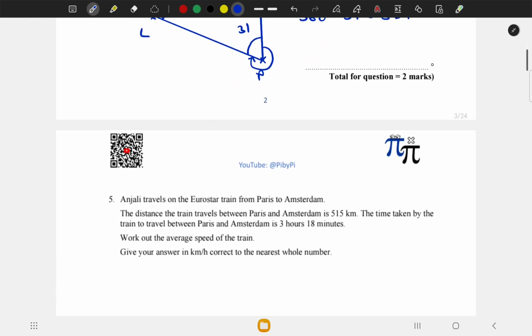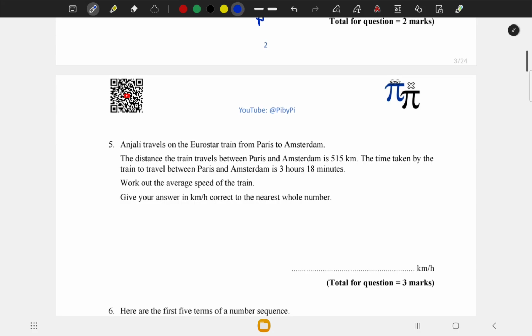Okay, moving on to the next question. Anjali travels on the Eurostar train from Paris to Amsterdam. The distance the train travels between Paris and Amsterdam is 515 kilometers. So we've been given the distance to be 515 kilometers. The time taken to travel between Paris and Amsterdam is 3 hours and 18 minutes. We're being asked to work out the average speed, and to give our answer in kilometers per hour to the nearest whole number.